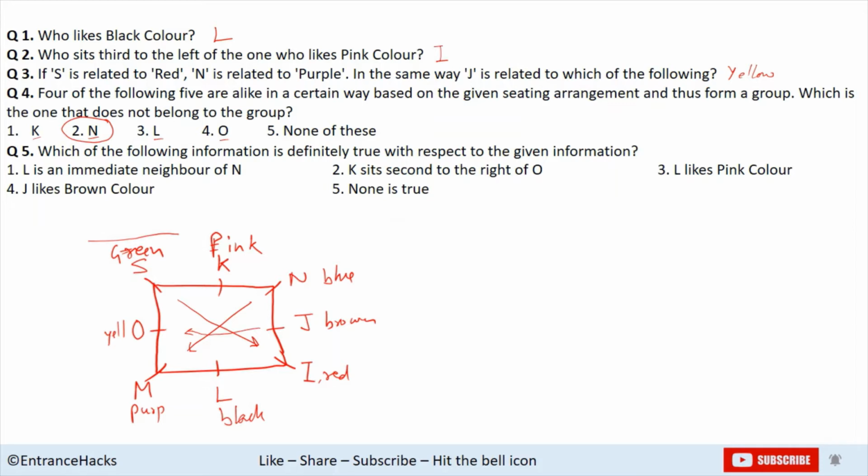Which of the following information is definitely true with respect to the given information? L is an immediate neighbor of N. No, L and N are sitting quite far away, so this is false. K sits second to the right of O. Yes, that's true.